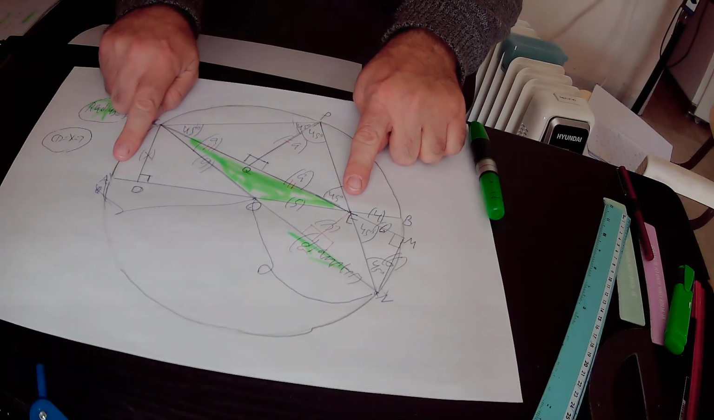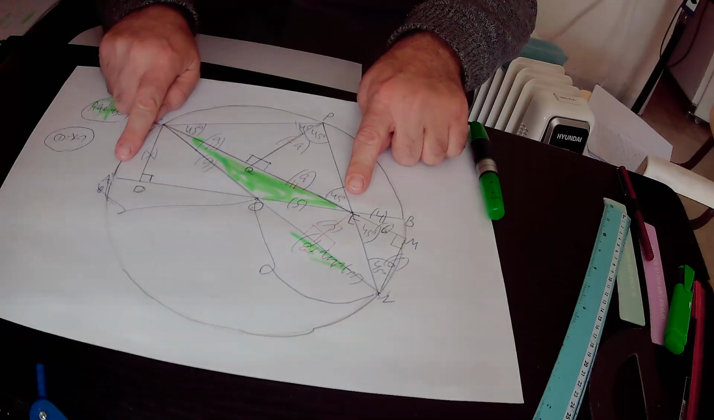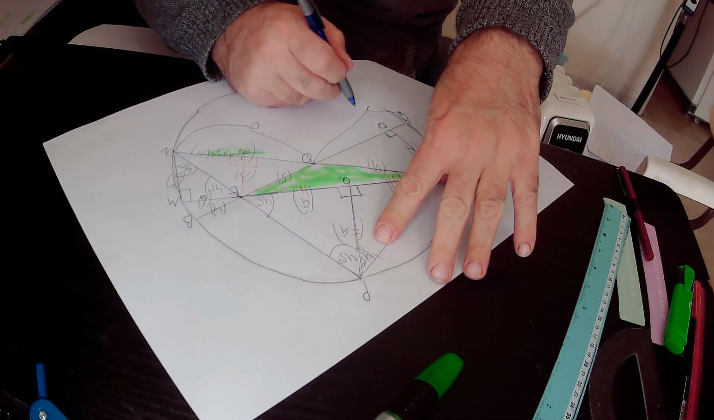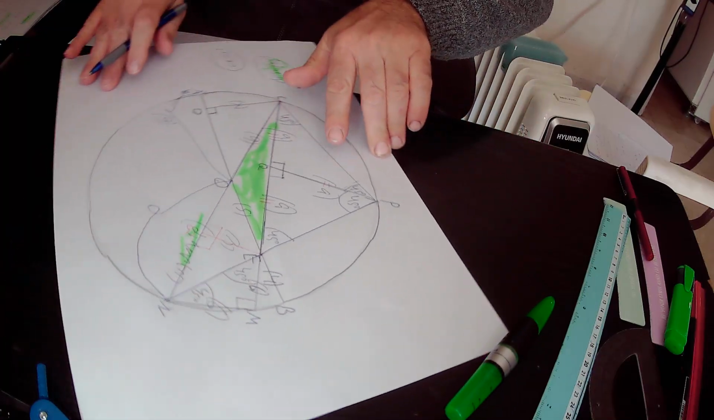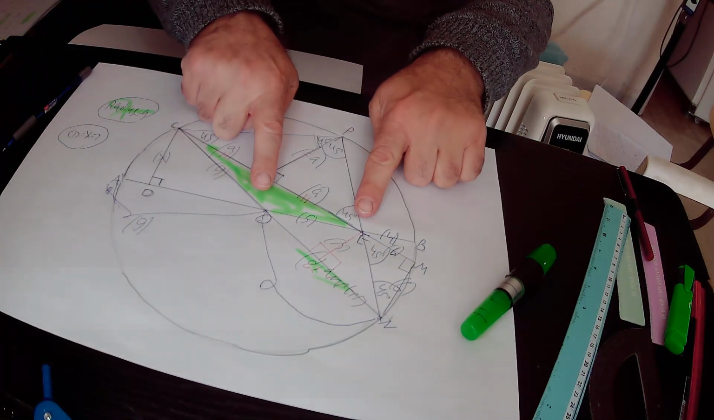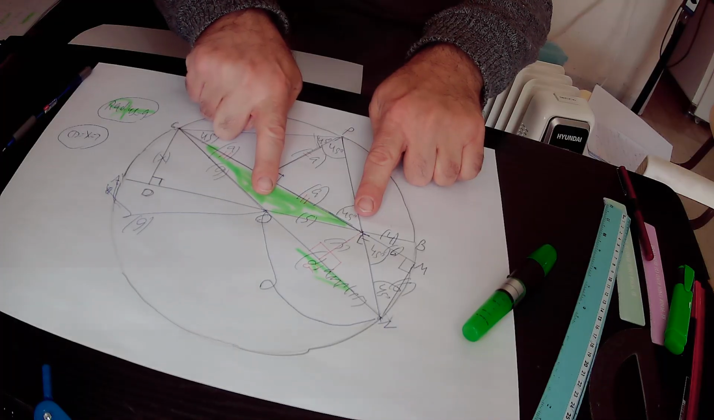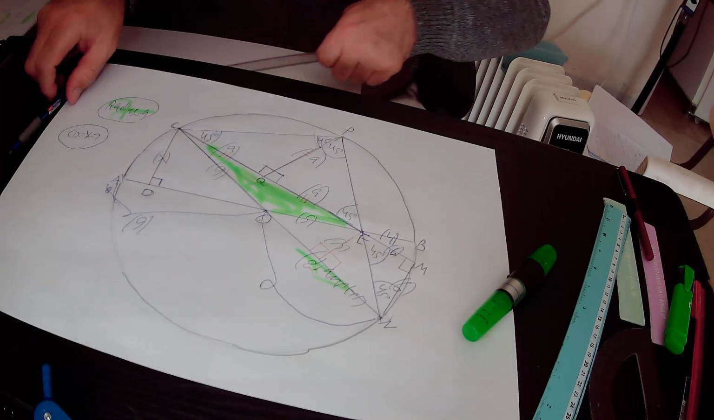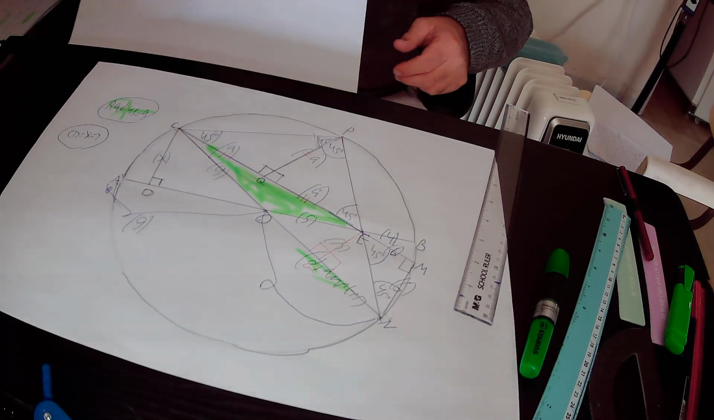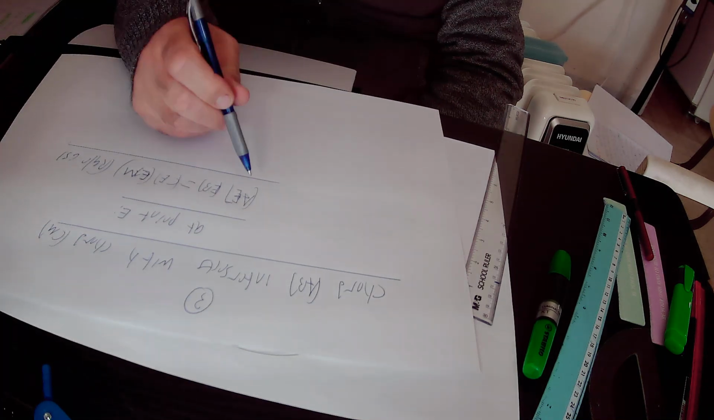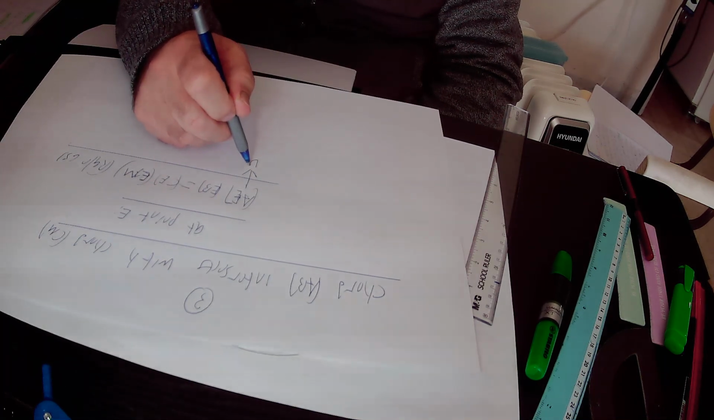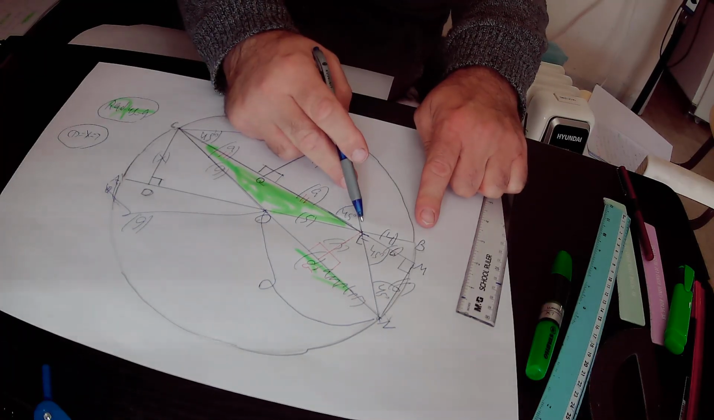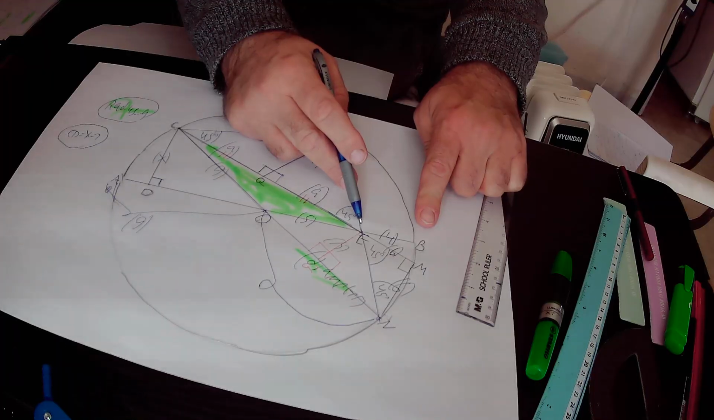AE in total equals AO, that is the radius of the circle, equals 9, plus OE, that is 5, according to what is given in the question. So in total, AE equals 9 plus 5, that is 14. AE equals 14, times EB. EB equals 4 units, according to what is given in the question.